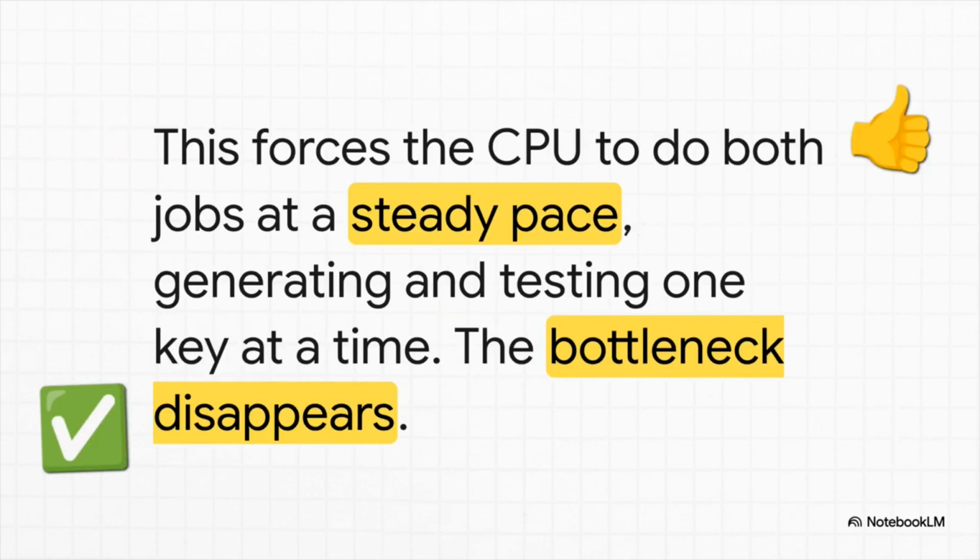So why does this work? Well, by disabling the GPU, you force the CPU to do both jobs. It has to generate the key and then test it. Now, the overall speed might not look as impressive on paper, but what it creates is a balanced, steady 1-2 rhythm. The CPU makes a key, tests it, makes another key, tests it. The fire hose is gone, the bottleneck is gone, and the freeze is gone.